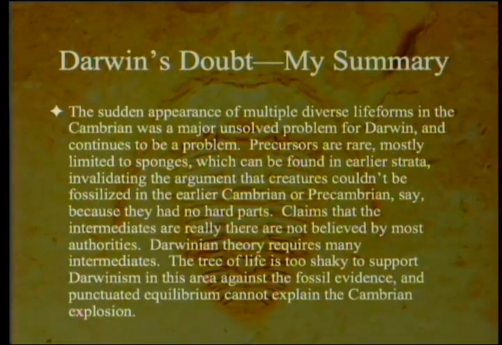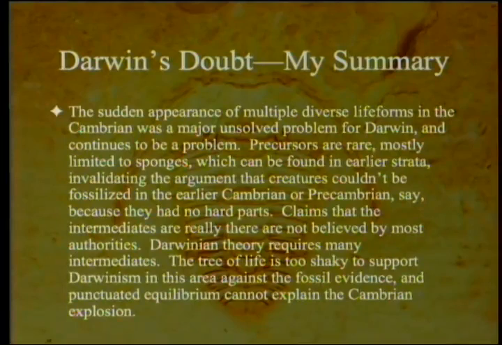I'm going to give a summary of Darwin's Doubt. The sudden appearance of multiple diverse life forms in the Cambrian was a major unsolved problem for Darwin, and it continues to be a problem. Precursors are rare, mostly limited to sponges, which can be found in earlier strata, invalidating the argument that creatures couldn't be fossilized in the earlier Cambrian or Precambrian, say, because they had no hard parts. Claims that the intermediates are really there are not believed by most authorities.